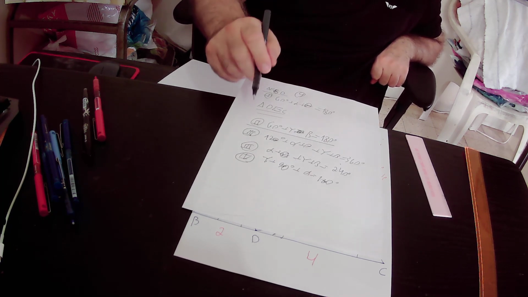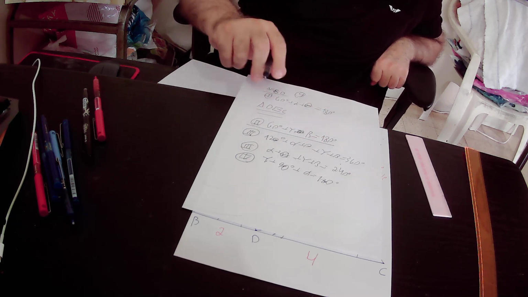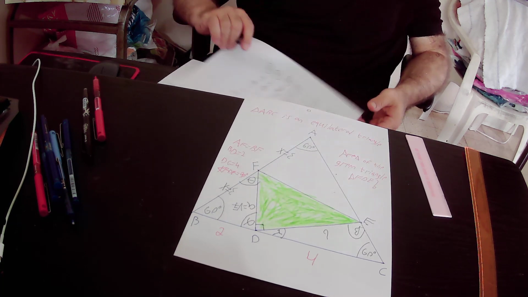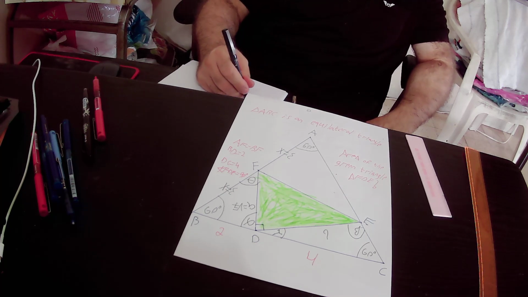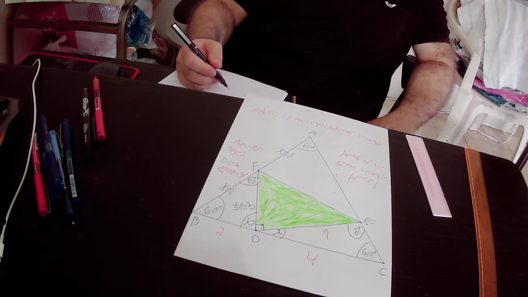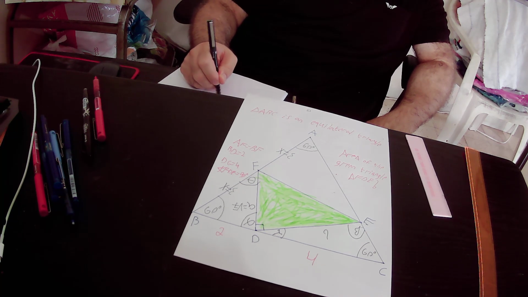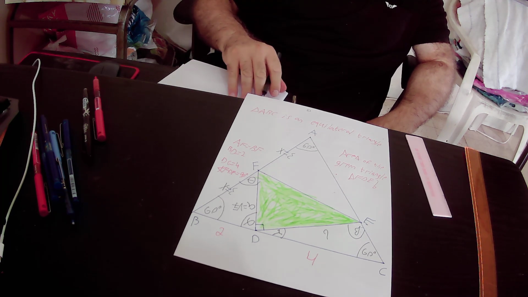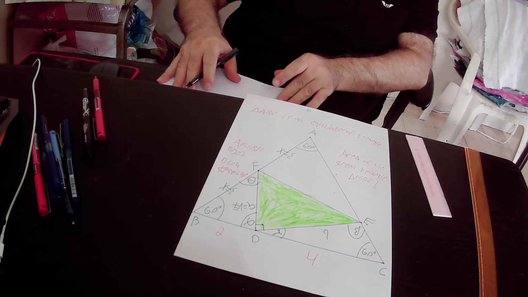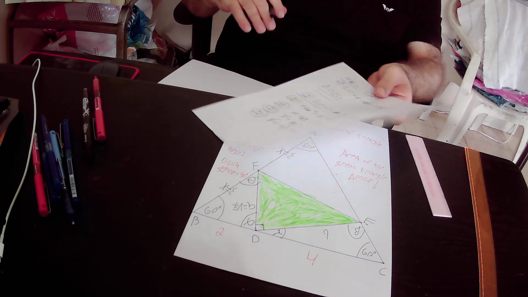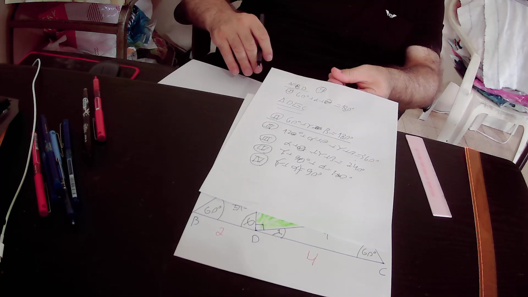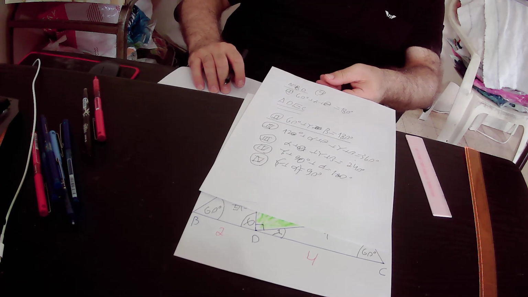In the next step, we will subtract 90 degrees from equation number 4, and we will get that gamma plus alpha equals 90 degrees. So we got from equation number 4 that gamma plus alpha equals 90 degrees.